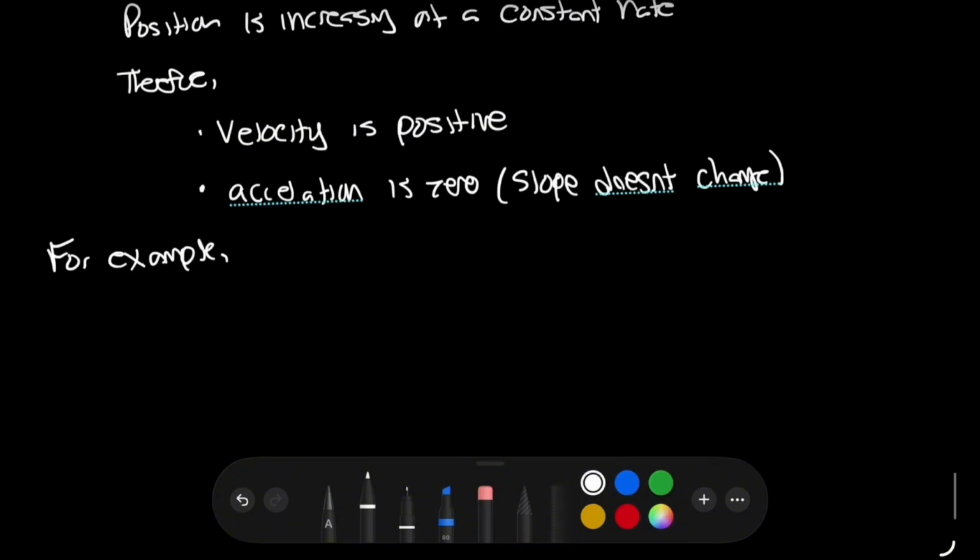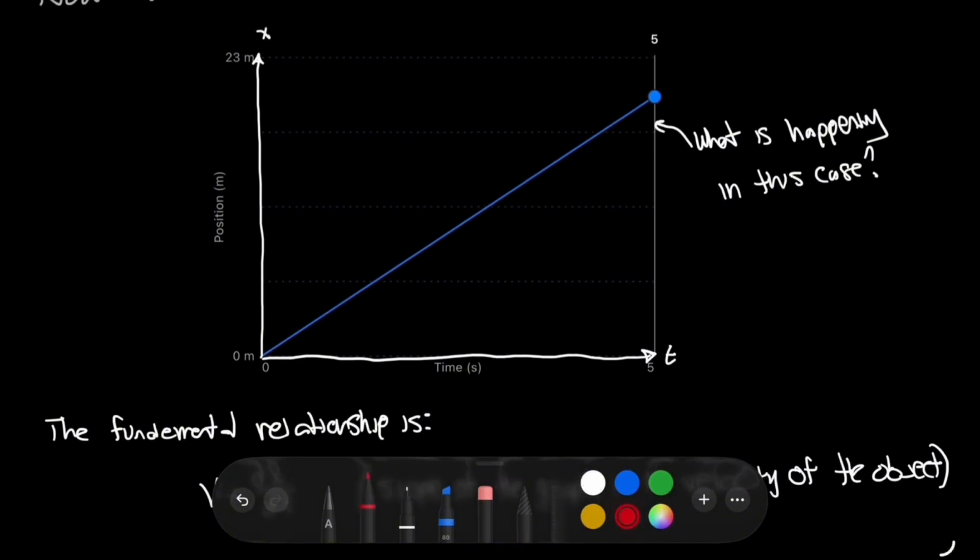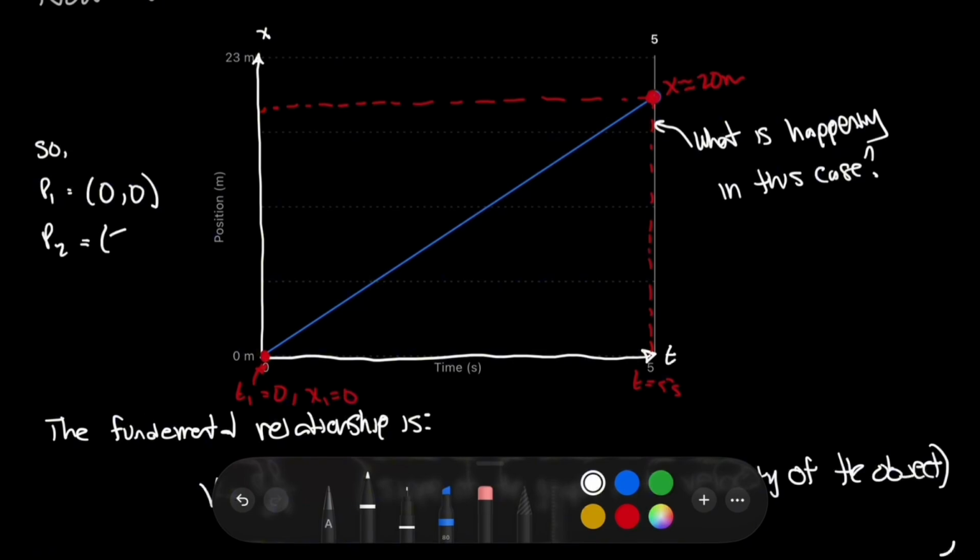So for example, if we find the average velocity in this case, you can denote that at our first position here, t1 is going to be equal to 0 and x1 is equal to 0 since our position's on the x-axis. And then we can define this later point as point 2. So at this point here, t is equal to 5 seconds and x is going to be equal to 20 meters. So with that, we can define p1 and p2 as so.